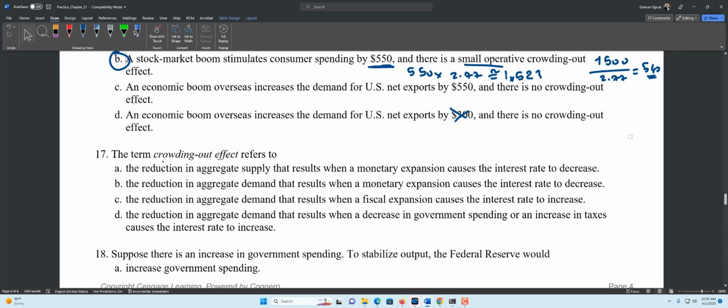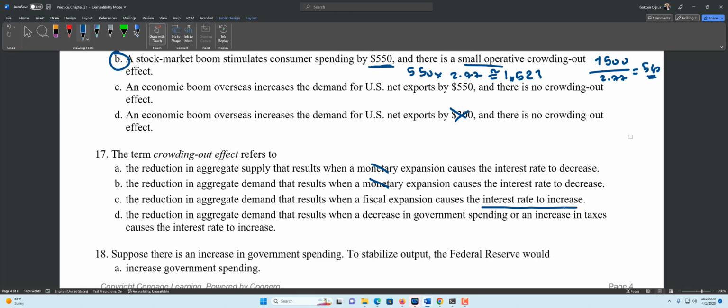Question 17, and this question is asking about the crowding out effect. So what is the crowding out effect? We know that it's the reduction in aggregate demand. All the sentences start with the reduction in aggregate demand that results, and now we need to find out what the reason is. It's not monetary expansion, okay? Therefore, the right answer cannot be A or B. It's because a fiscal expansion causes the interest rates to increase.